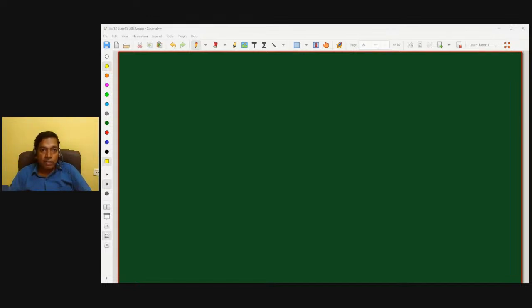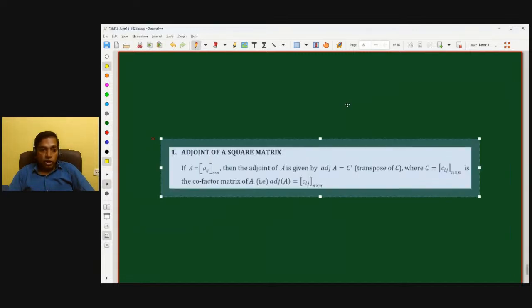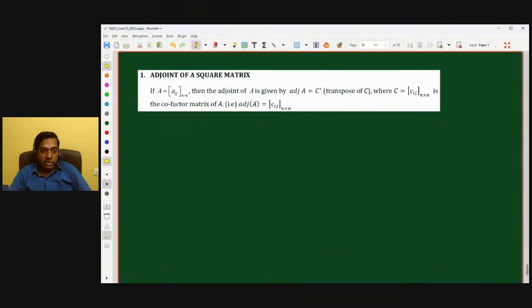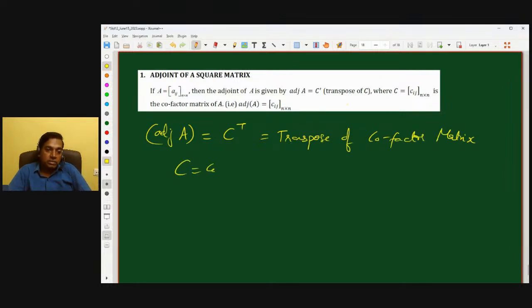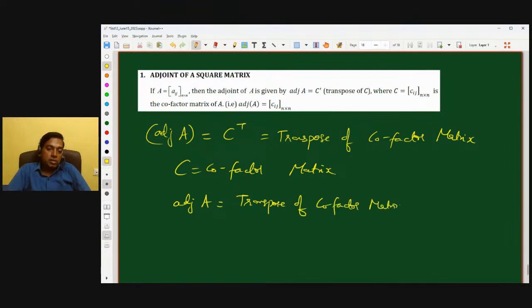Okay, so we are going to start with what is known as adjoint of a matrix. And the very first thing, what is adjoint of a matrix? Adjoint of a square matrix. If A is Aij, n by n, adjoint is given by adjoint of A. Adjoint of A is C transpose, that is, the transpose of the cofactor matrix. C is the cofactor matrix. So think of adjoint of A as the transpose of the cofactor matrix of A.